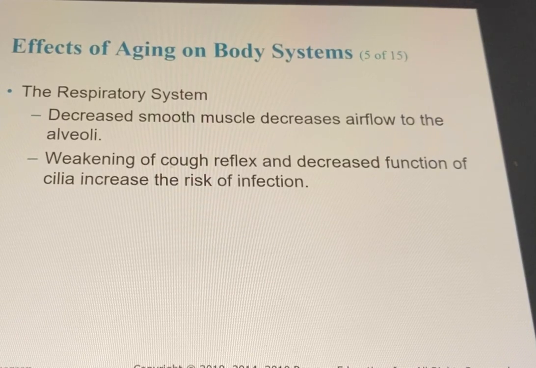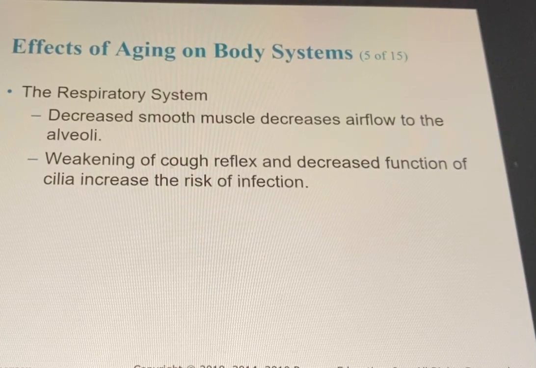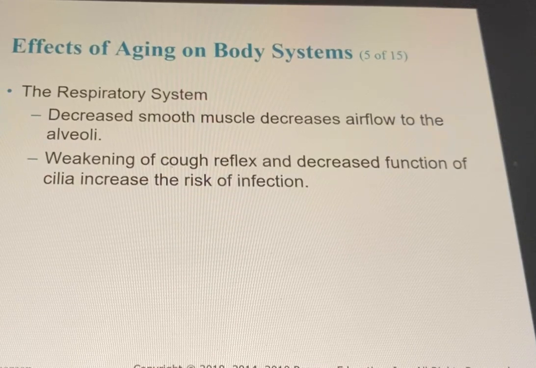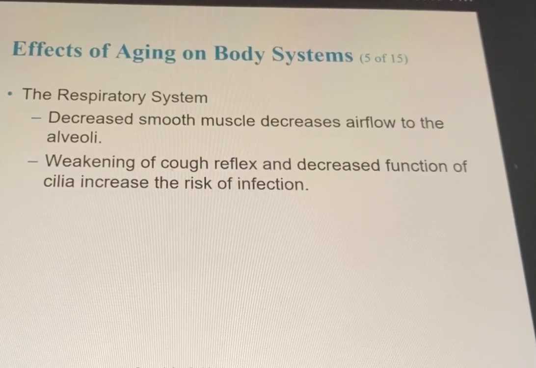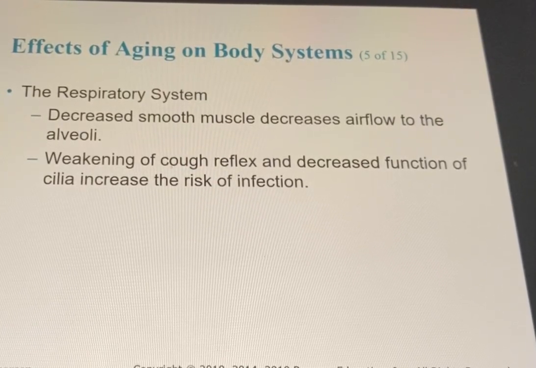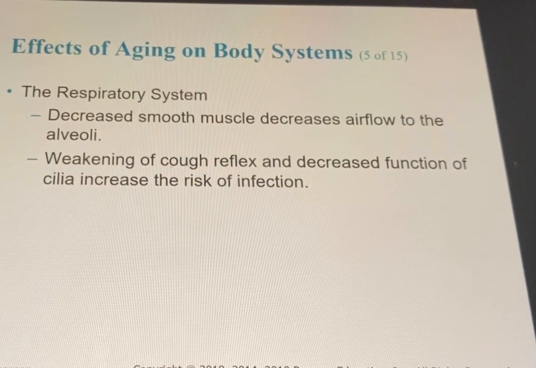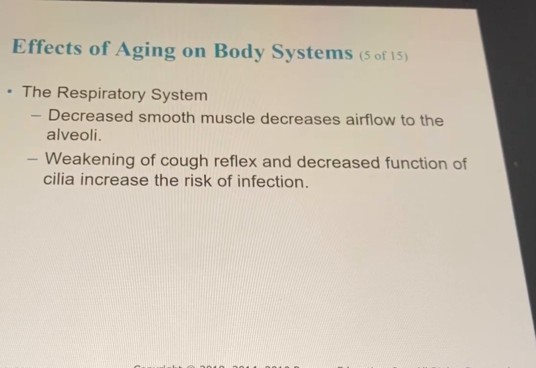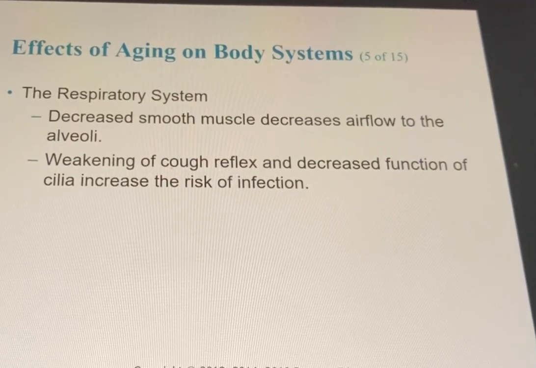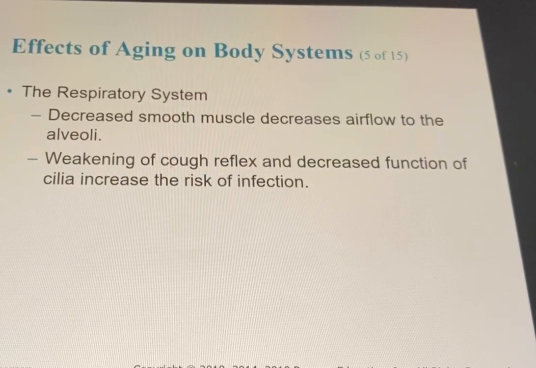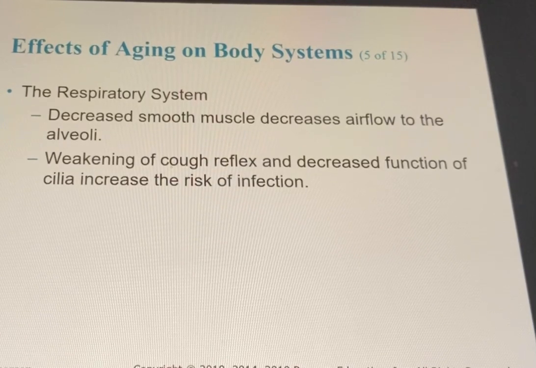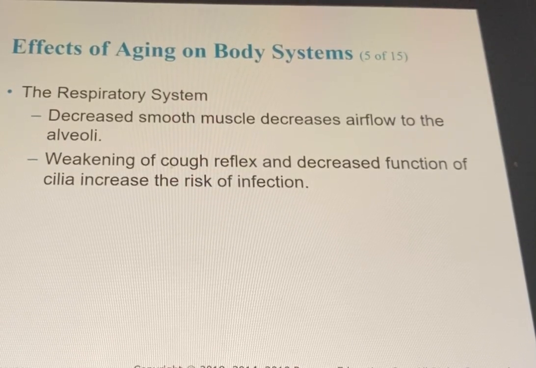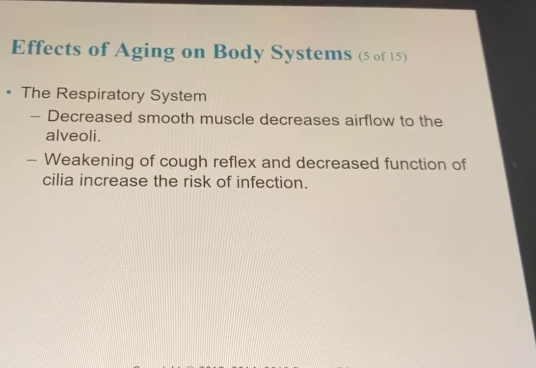Another change is in the airflow in and out of the lungs. In a younger person, the smaller airways, which is the bronchioles, are supported by smooth muscle, which enables them to keep their open shape so that oxygen is easily inhaled with each incoming breath, and carbon dioxide is easily exhaled with each exiting breath. With aging, there is a decrease in both the number and strength of these smooth muscle fibers in support of the smaller airways.